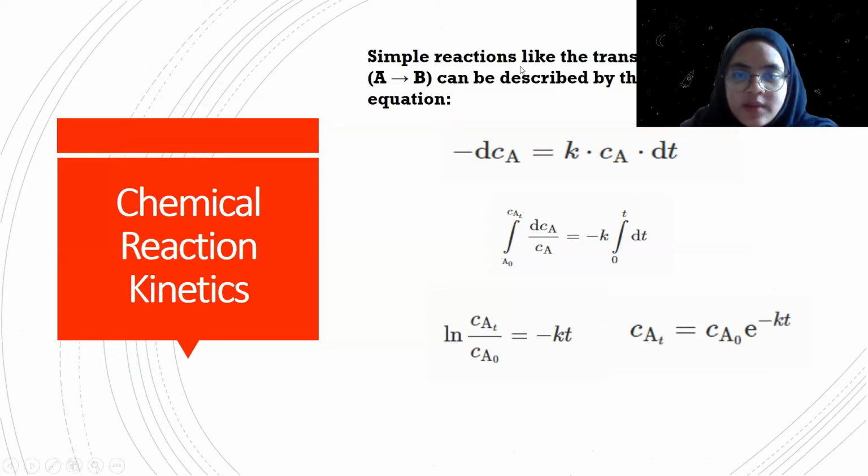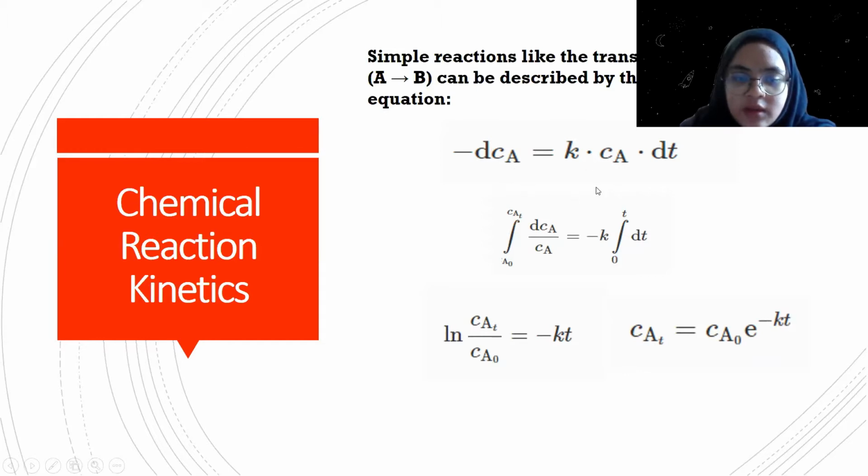Simple reactions like the transformation of A to B can be described by the differential equation, which is this equation. As we can see, the concentration CA has exponent 1, so we can describe this as a first order reaction in chemical kinetics.